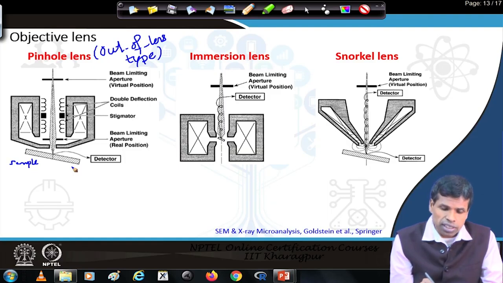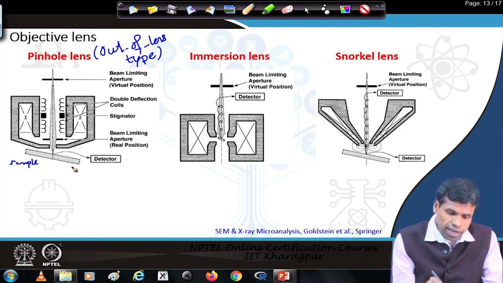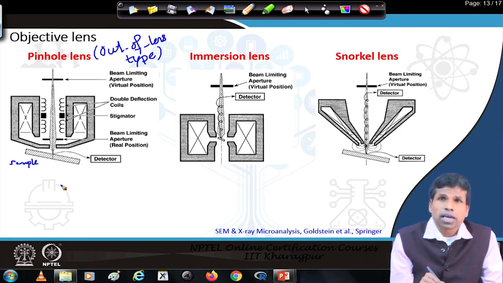As big a sample as you can take, depending upon the size of the chamber, you can take a sample as big as the chamber size. So this is one advantage. And then, as I said, there is a large working distance. We cannot have a small working distance. As it is a large working distance, we can have a much higher depth of field, because in that case, the angle of aperture alpha, the divergence angle, will be small.